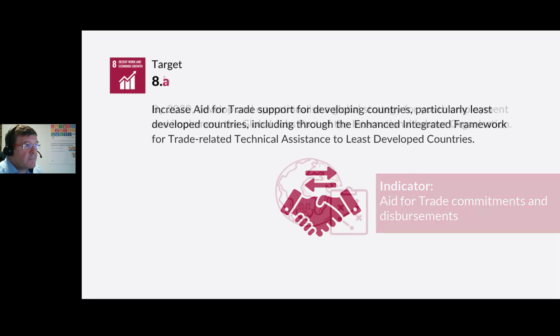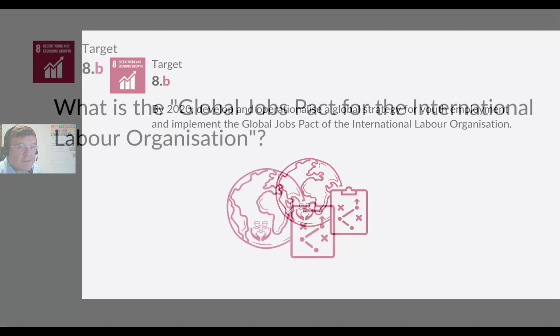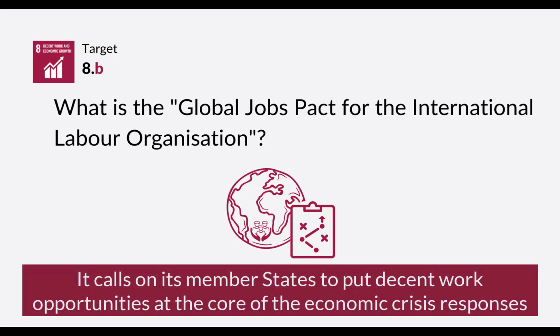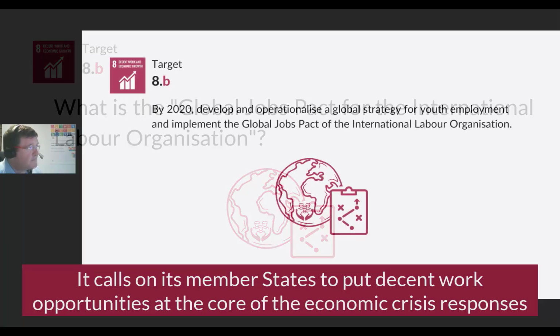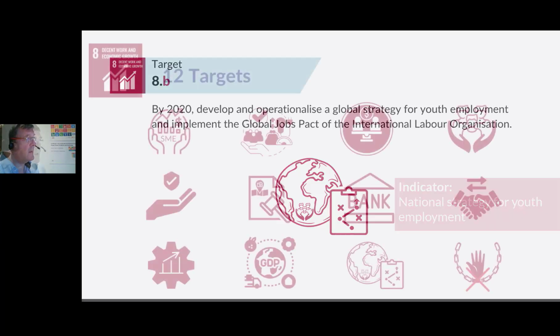Target 8B. By 2020, develop and operationalize a global strategy for youth employment and implement the Global Jobs Pact of the International Labour Organization. The Global Jobs Pact calls on its member states to put decent work opportunities at the core of the economic crisis responses and propose job centred policies for countries to adapt. The indicator for this is the existence of a developed and operationalised national strategy for youth employment as a distinct strategy or as part of a national employment strategy, obviously on a country by country basis.